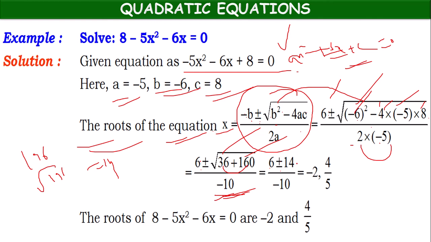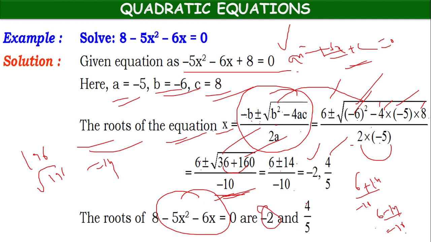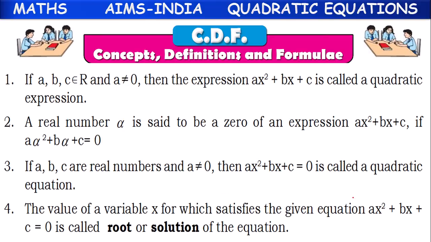So 6 plus or minus 14 by minus 10, which means 6 plus 14 by minus 10 or 6 minus 14 by minus 10. So 20 by minus 10 equals minus 2. Minus 8 by minus 10 equals 4 by 5. So the roots are minus 2 and 4 by 5. These are the roots.